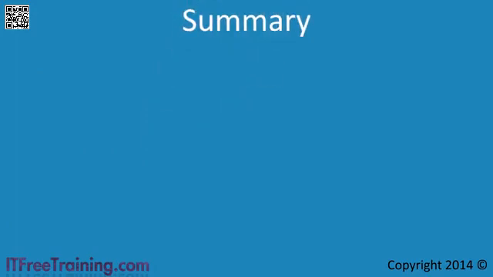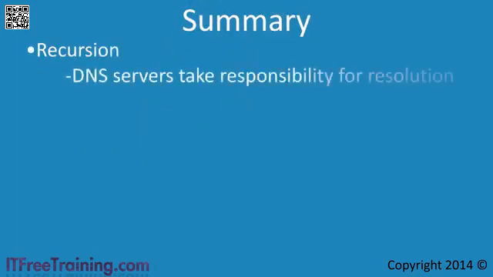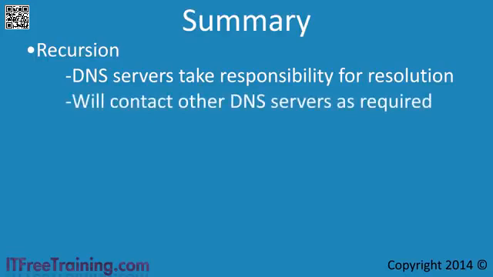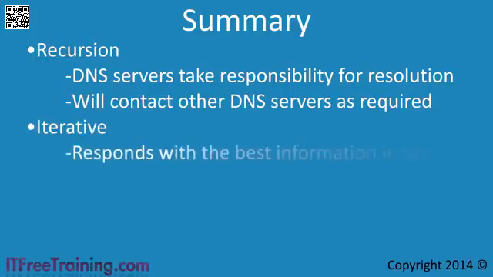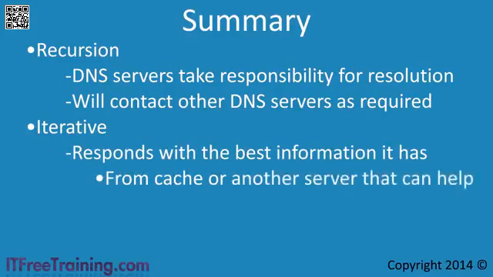To sum up what was covered in this video, recursion is when the DNS servers take responsibility for name resolution. This means that if required, a DNS server will contact other DNS servers in order to find out the answer. In contrast, iterative querying is when the DNS server responds to the request with the best information it has, either from its zone files or its cache.